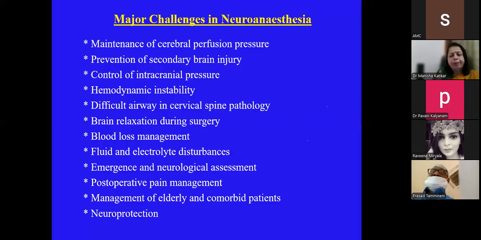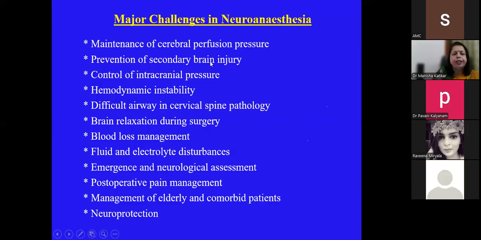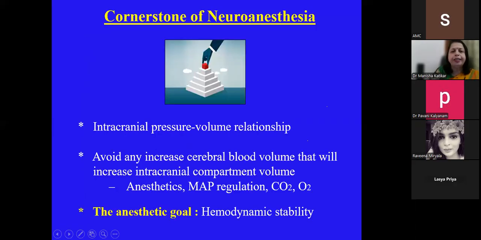We do get many elderly and comorbid patients to manage, and the most fundamental thing is to give them proper neuroprotection by maintaining their cerebral perfusion pressure. So in the next 20 to 25 minutes, we will see many of these major challenges which we deal with in neuroanesthesia. The cornerstone of neuroanesthesia is to have a balance of the intracranial pressure-volume relationship.